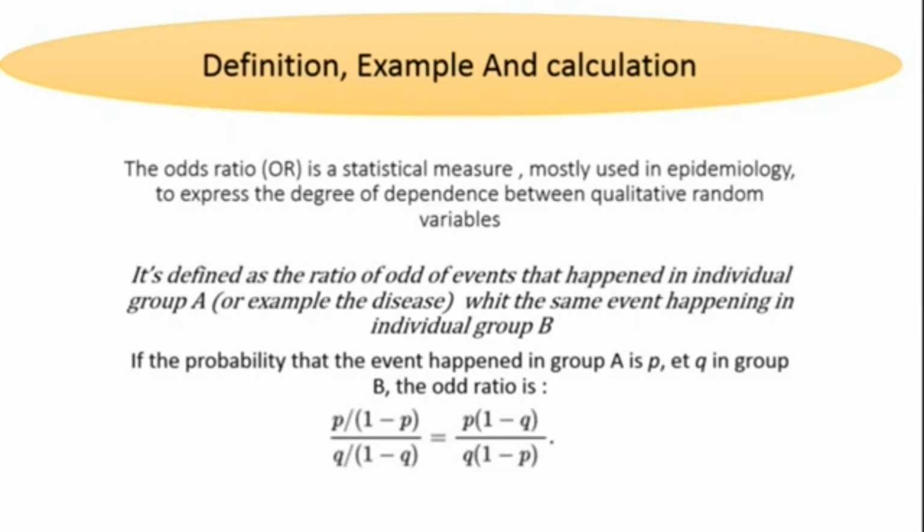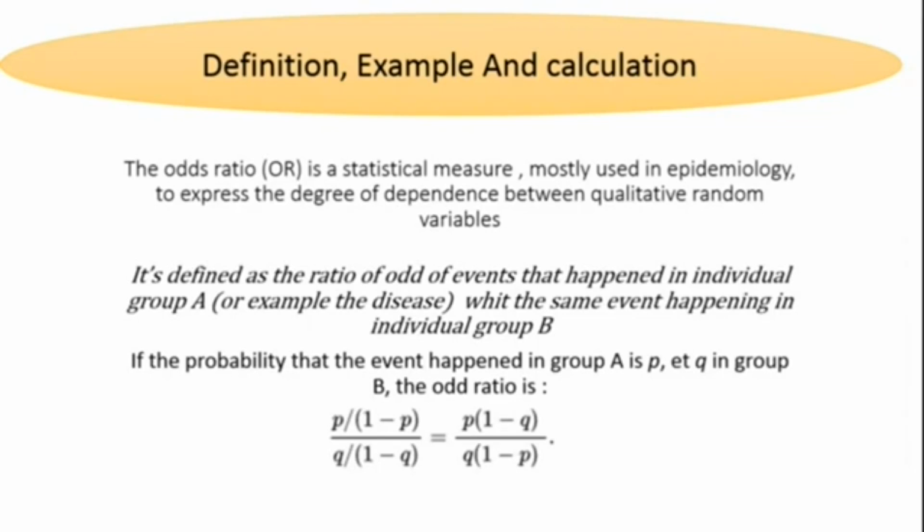So what's odds? Odds is a ratio of the probability of an event and the contrary of the event. So if the probability that the event happened in the group A is P, and Q is the probability in group B, the odds ratio is calculated as follows: odds of the probability that the event happened in the group A and odds of the probability of the event in the group B. How to compute really the odds ratio?